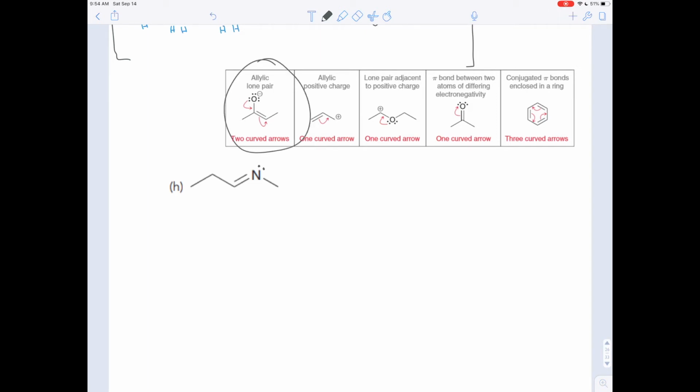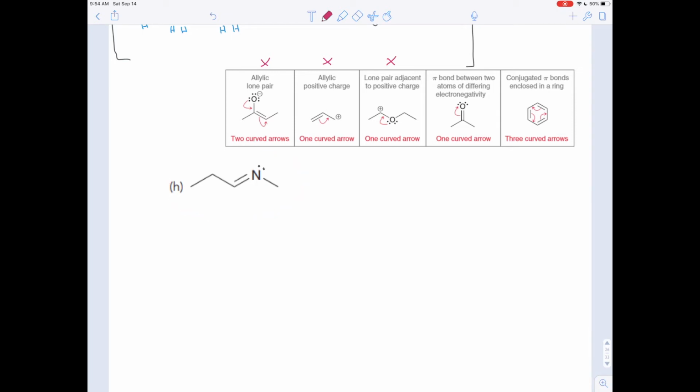Okay, is there an allylic lone pair in the molecule? There's not. We have a lone pair, but it's on an atom in a double bond, not 1 atom away. Allylic means 1 atom away from an atom in a double bond, so we don't have that. How about an allylic positive charge? We don't have a positive charge. How about a lone pair adjacent to a positive charge? There's no positive charge in that drawing.